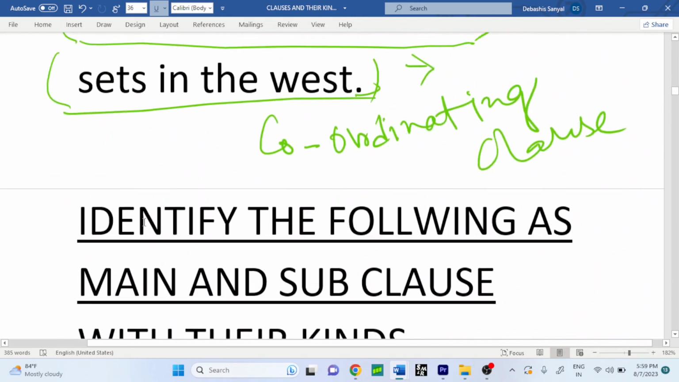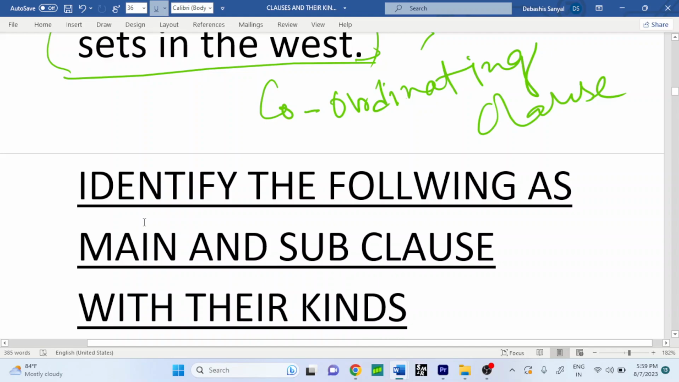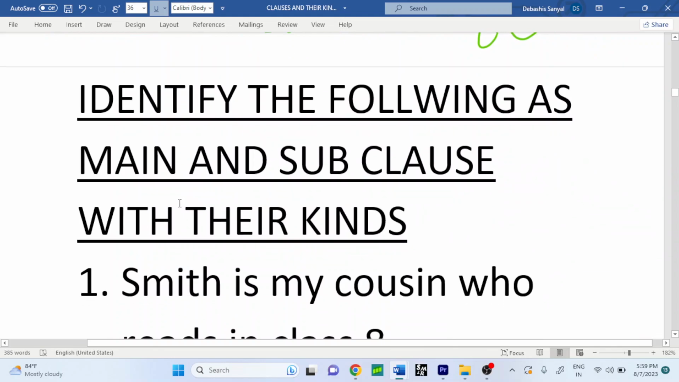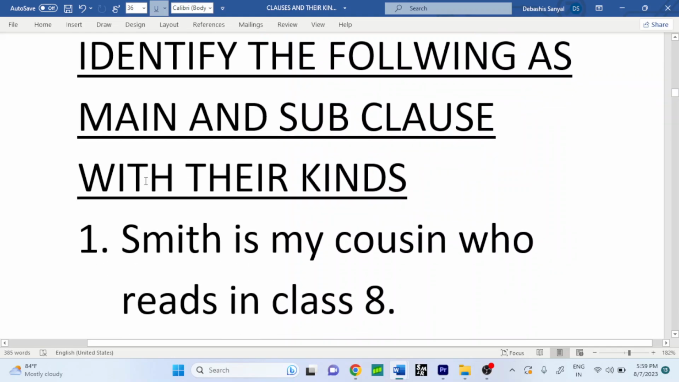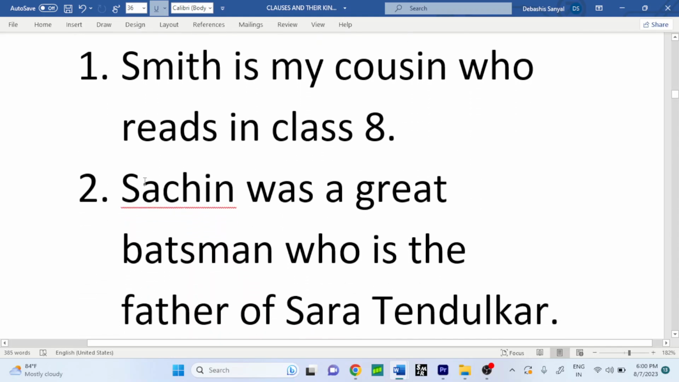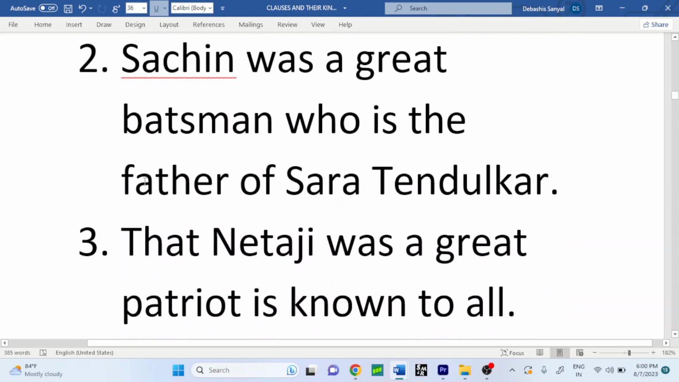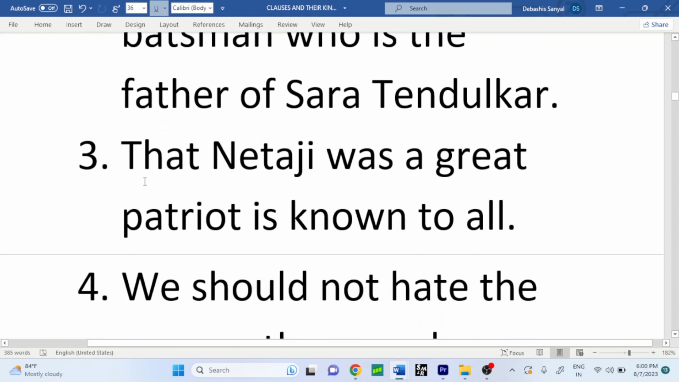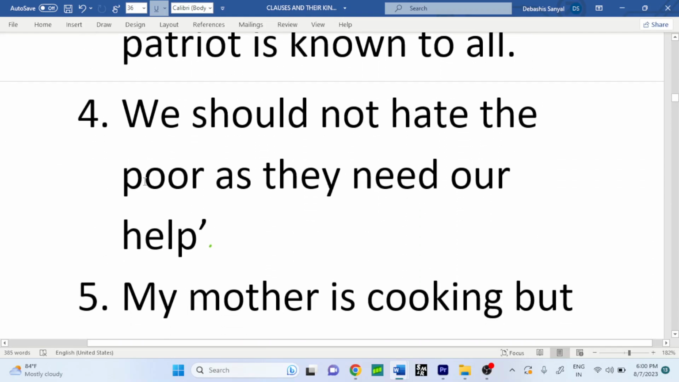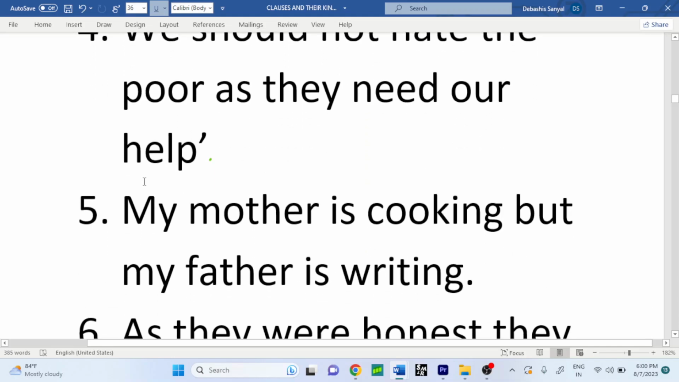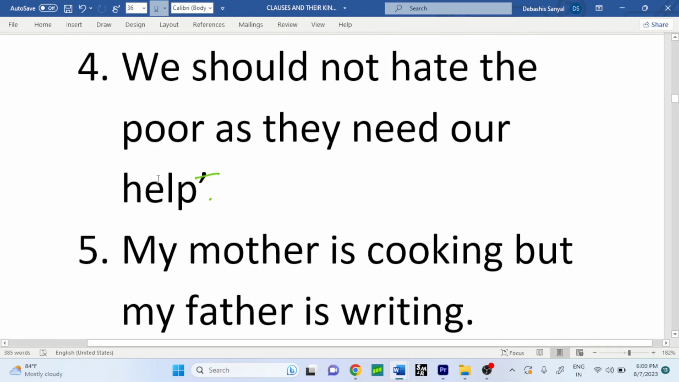See here, there are some tasks given by me for all of you, and you have to solve them at home. Identify the following as main and subclause with their kinds. You have to identify which are the main clauses and which are the subclauses, and what type of subclause they are. You also have to name the kinds. Smith is my cousin who reads in class 8. Sachin was a great batsman who is the father of Sarath Tendulkar. That Netaji was a great patriot is known to all. We should not hate the poor as they need our help.